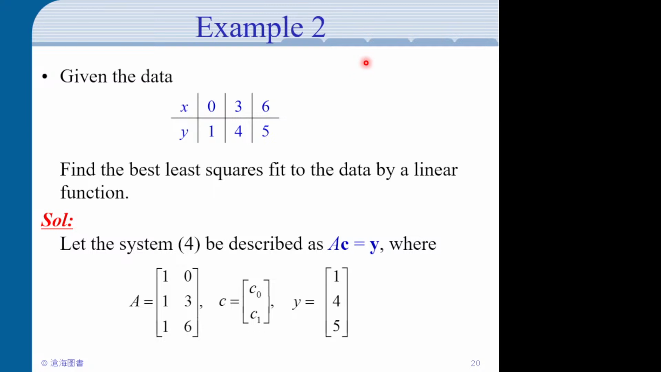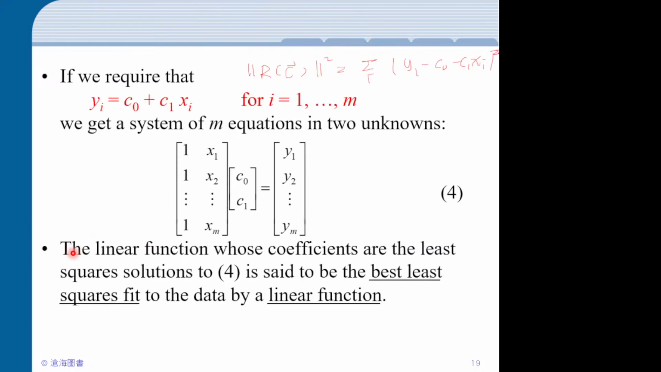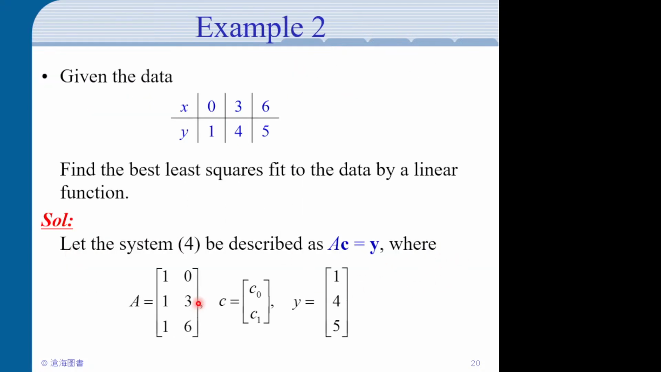Let's see an example. We have only 3 points here, so it's easier. x is 0, 3, 6, and y is 1, 4, 5. We don't have a picture, but you can imagine it: 3 points that are not really on a line, but we want to fit them to a line. So we want AC equal to y, where A is the column of 1s and the x vector, C is just two things, c0 and c1, and y is 1, 4, 5.